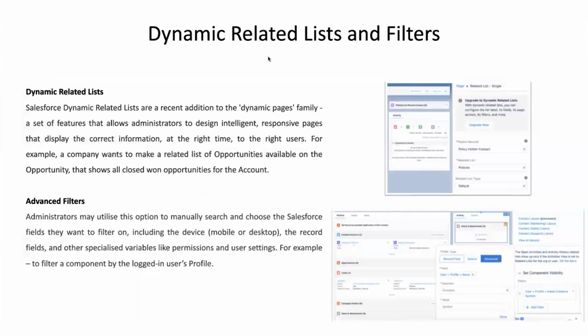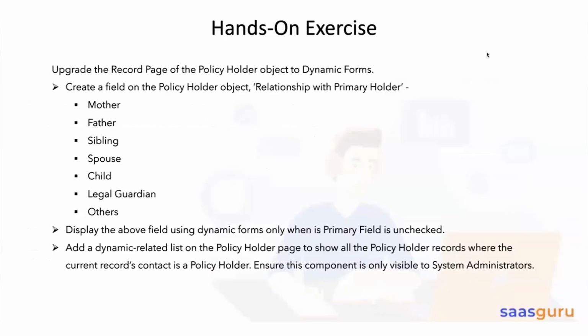Dynamic related list was recently introduced in one of the releases of Salesforce. So dynamic related list means you're dynamically presenting the related information on the record based on criteria. In order to understand this better, let's perform a hands-on.